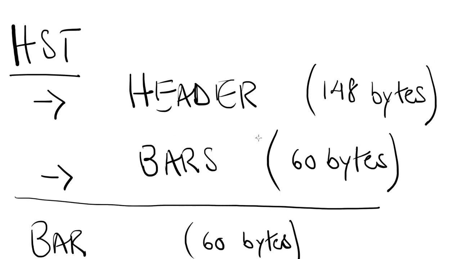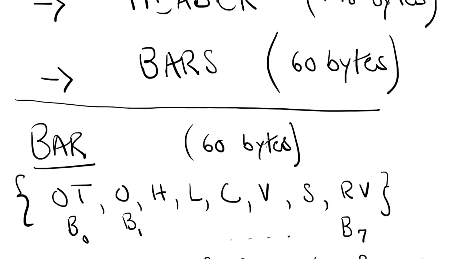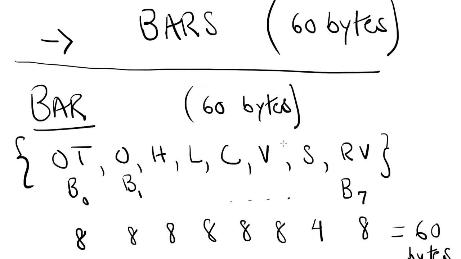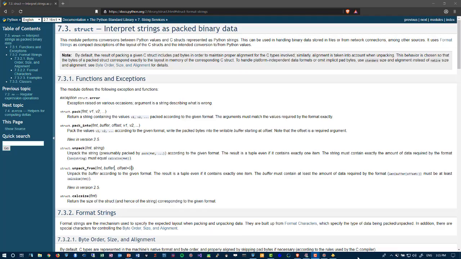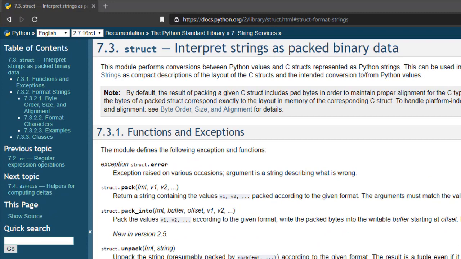The next problem is that HST is a binary format, so we need to be able to parse and unpack these structures accordingly. What do we do for that? In Python, we can use the struct module to achieve this. I've opened up the struct module page just to go through some brief information about why we're considering it. Struct is a module that performs conversions between Python values and C structs represented as Python strings.